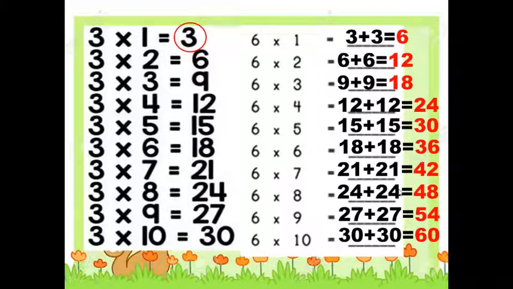So how did you get the answer of the multiplication table of 6? That's right, by doubling the answer of our multiplication table of 3. So it will help us to get the correct answer.